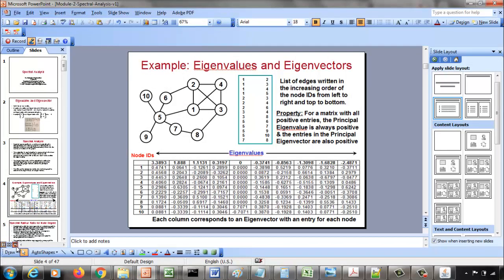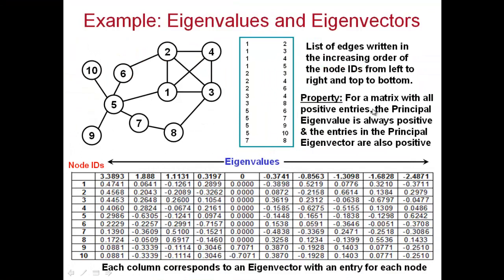Alright, so let us look at this property. If the matrix is going to have all positive entries, like the adjacency matrix always has 0 or 1, right? So it's all positive entries. Then the principal eigenvalue is going to be always positive, and the entries in the principal eigenvector are also going to be always positive. This is a property from the math literature: if the matrix that you are using as a basis to compute the eigenvalues and eigenvectors has only non-negative entries, either 0 or positive values, then the principal eigenvalue is guaranteed to be positive, and all the entries in the principal eigenvector are also guaranteed to be positive.